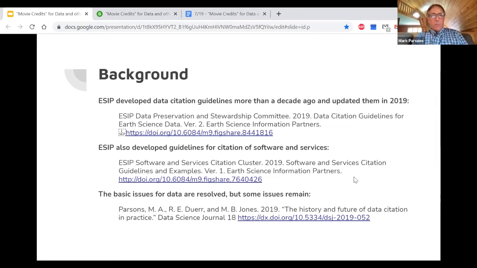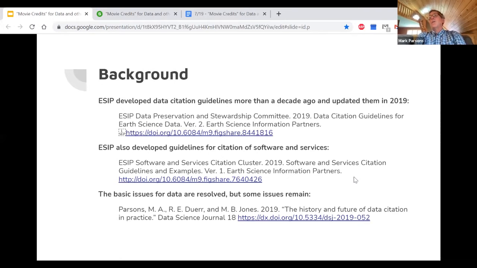To jump into things as background, the Research Artifact Citation Cluster has been around for a few years now, but data citation has been an issue for ESIP for a long time. We developed and published data citation guidelines more than a decade ago, and then we updated them a couple of years ago in 2019. And, my bias notwithstanding, I do think that these are some of the most comprehensive and robust citation guidelines out there. We also have developed guidelines for citation of software and services that are beginning to get greater attention as well. That was also a couple of years ago.